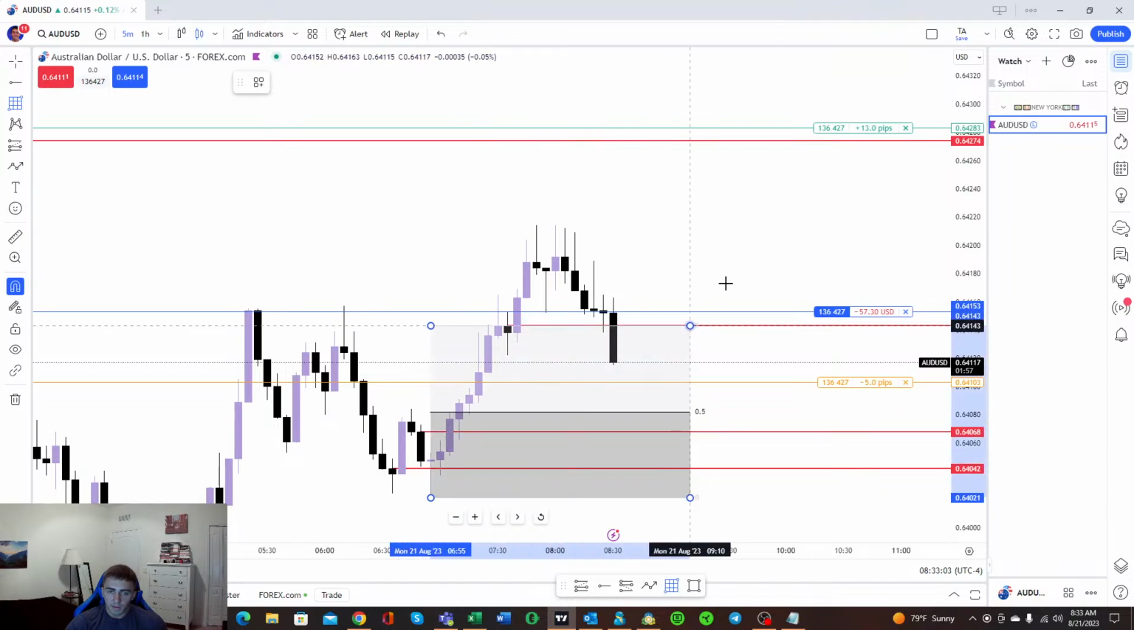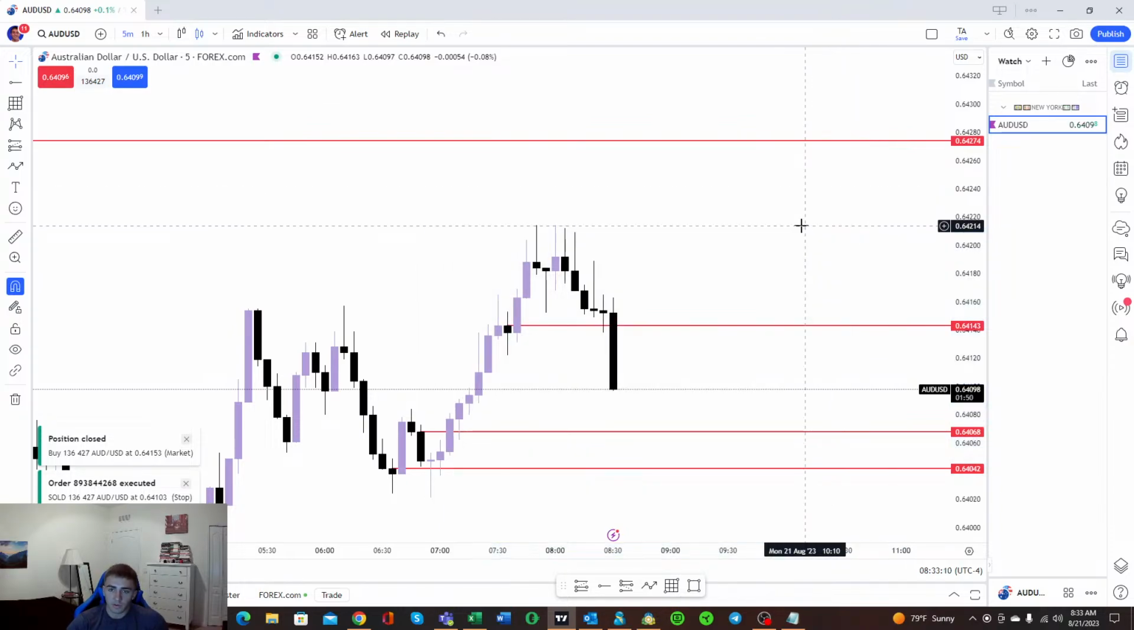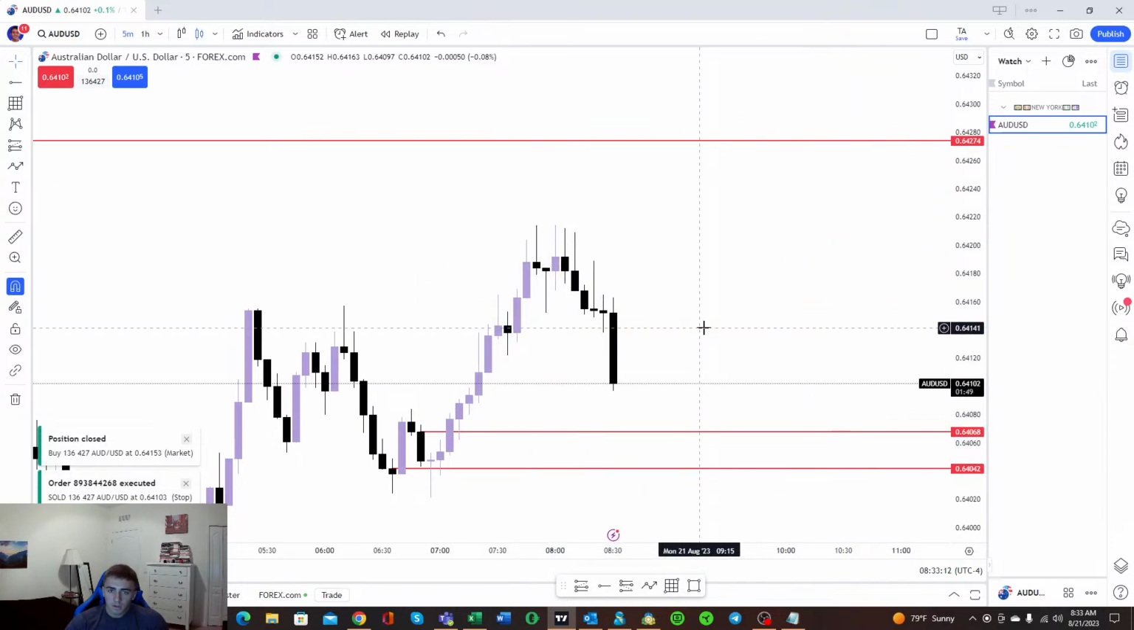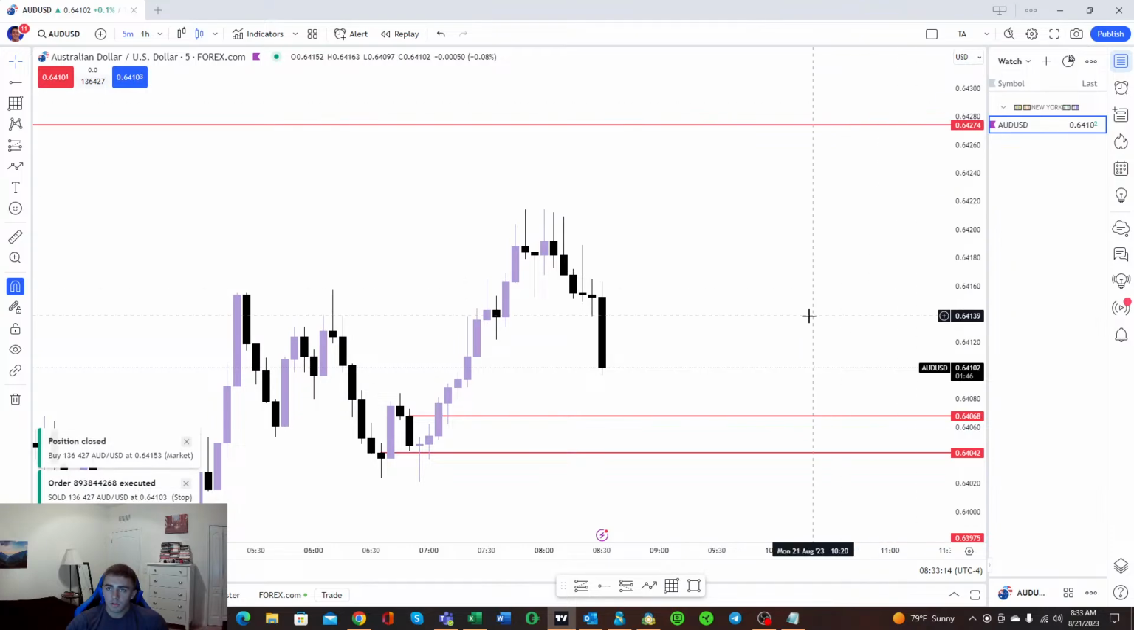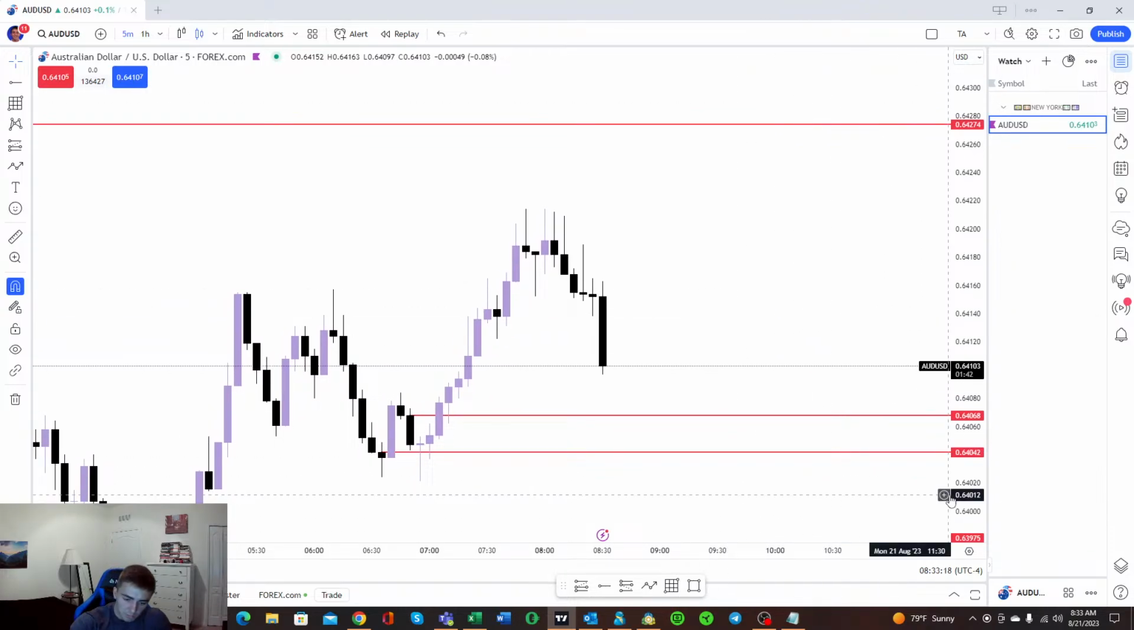So you see how it might have been a good idea just to only do zones that came below the 50. So we lost that first one. Now we just wait again. We didn't get to cover our risk because it didn't push really in our favor.